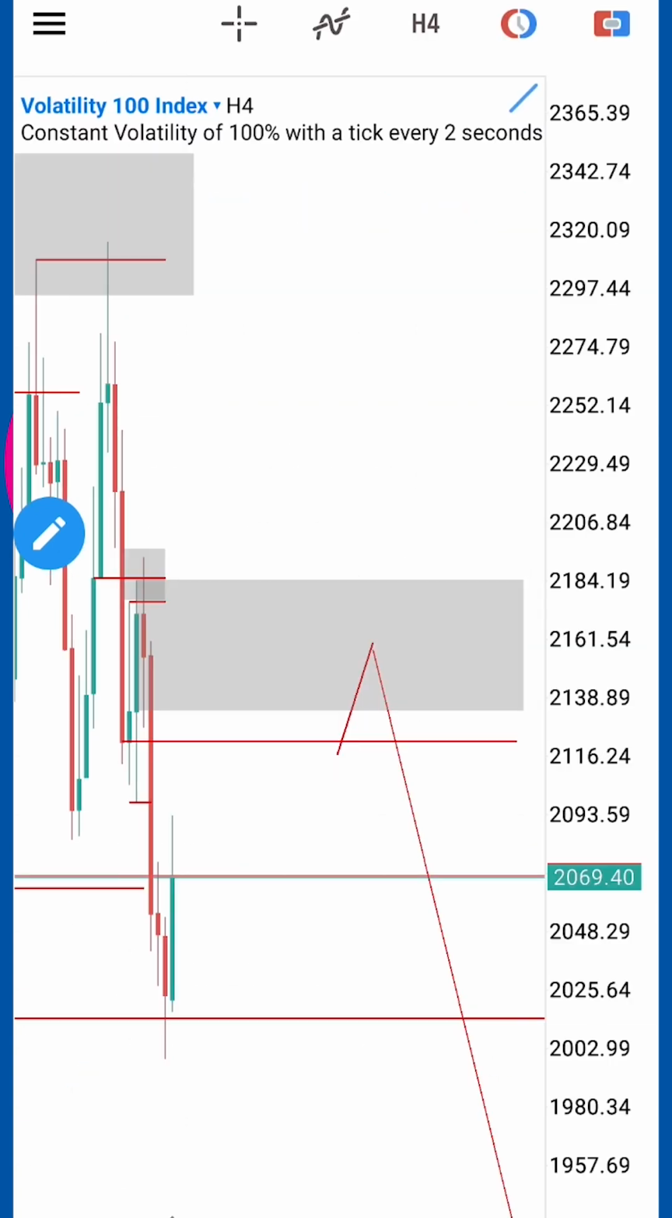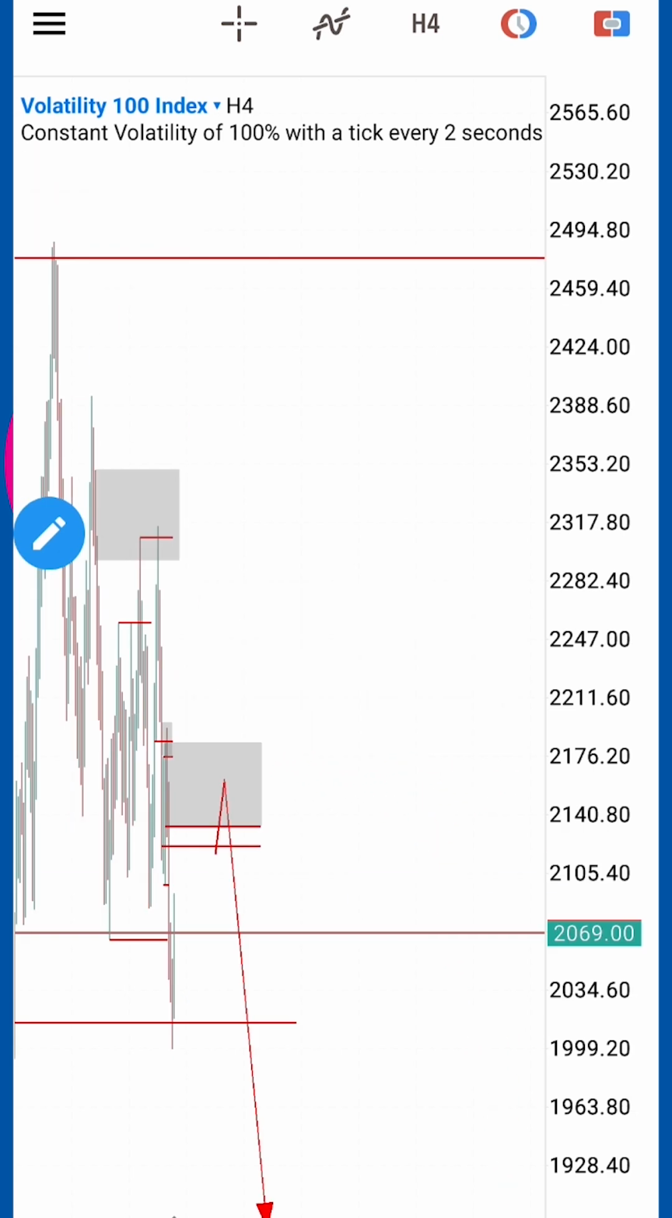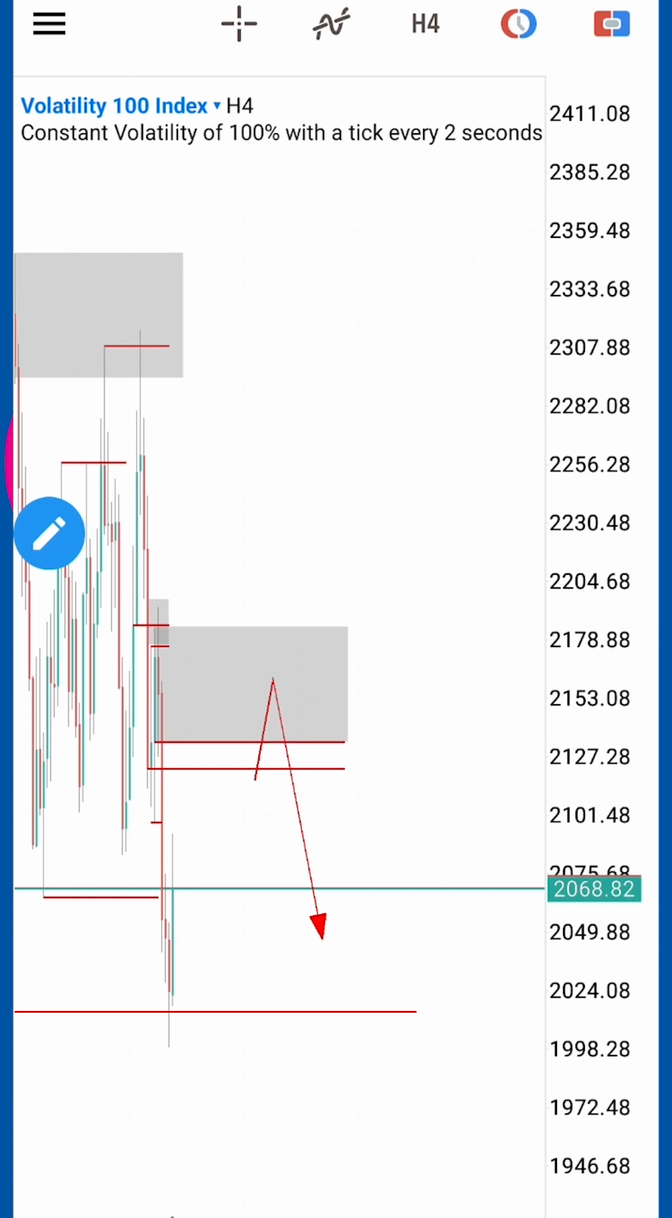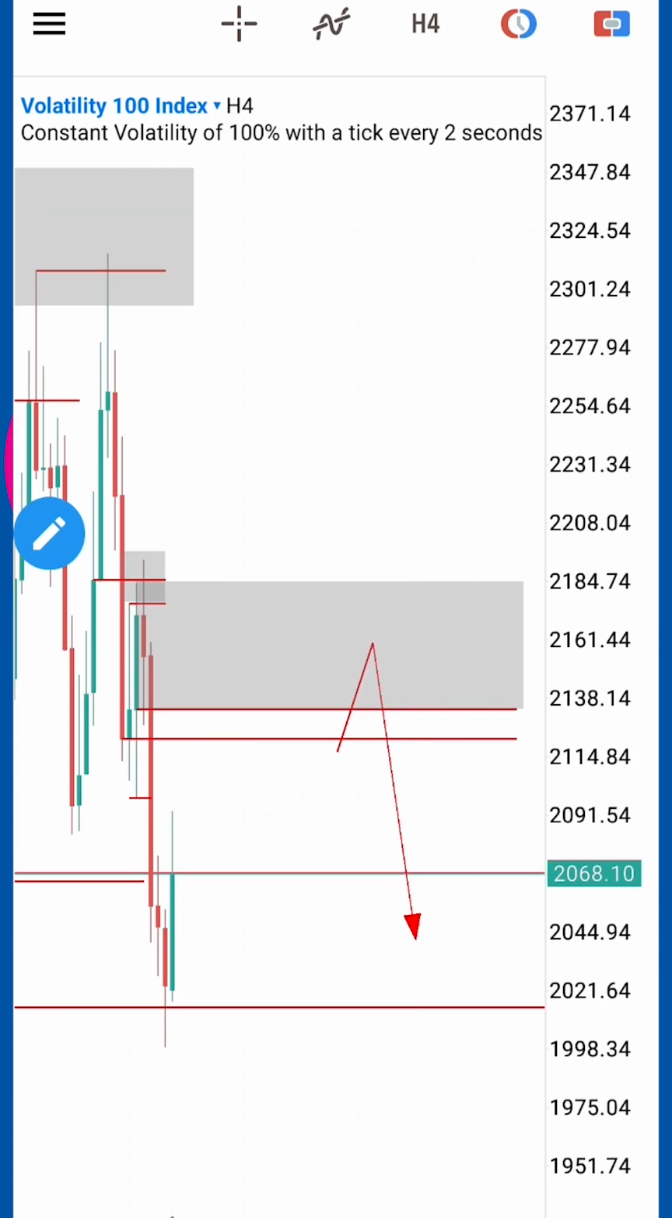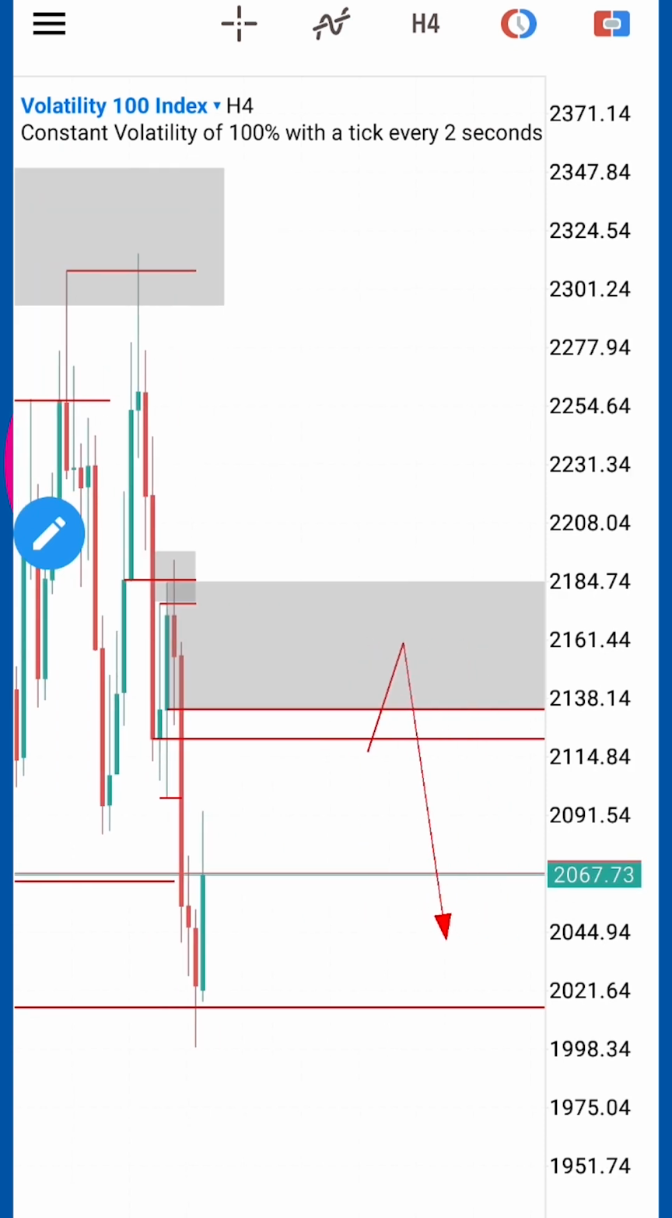So price is going to return back into the range and then respect all these interest points to drop down. That's how simple it is. So this is sort of our sell. It's as simple as that. That's how we are going to be selling.